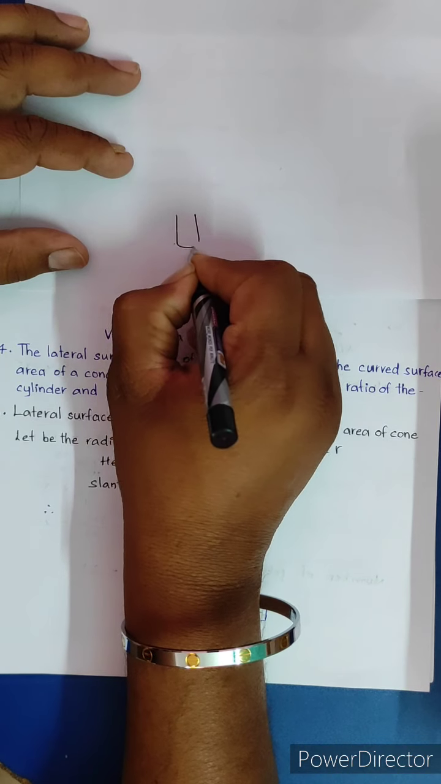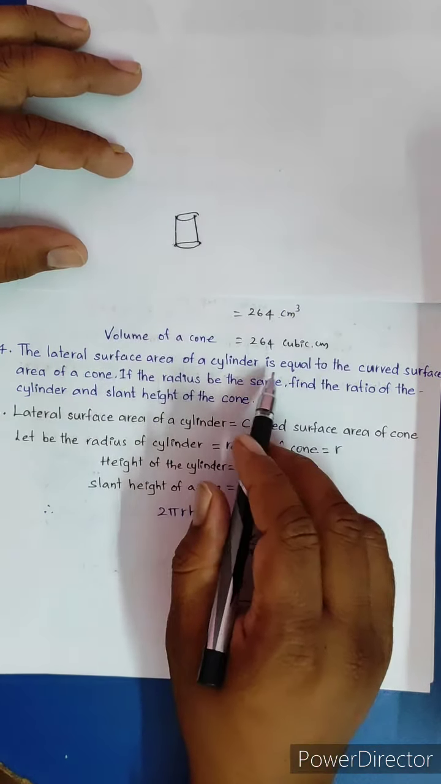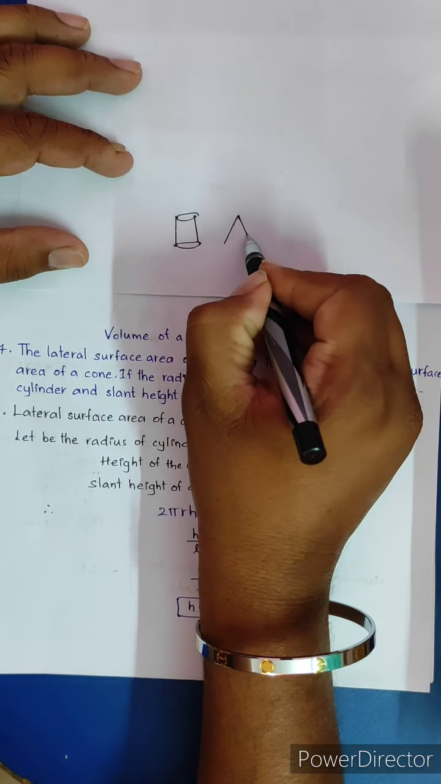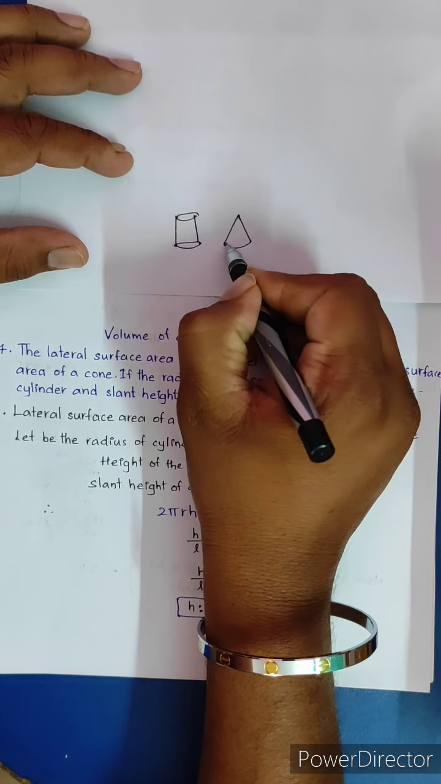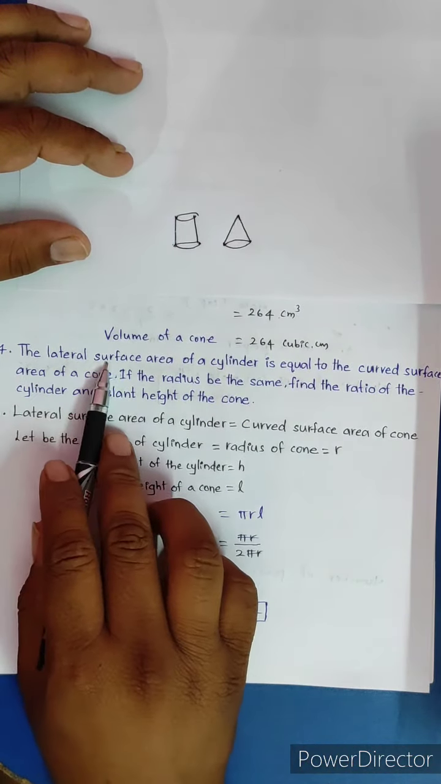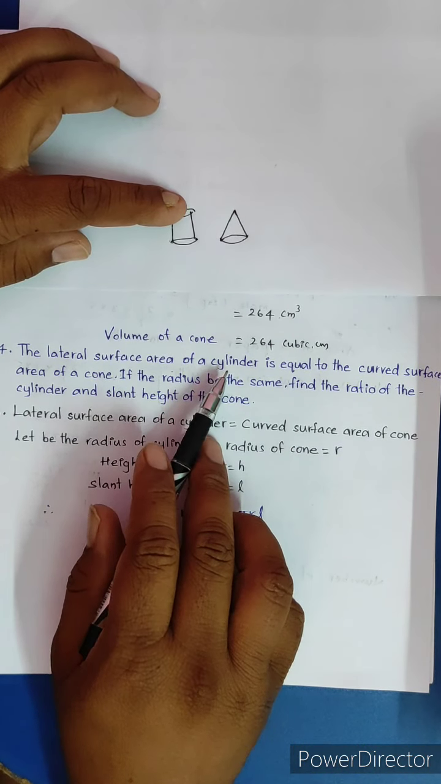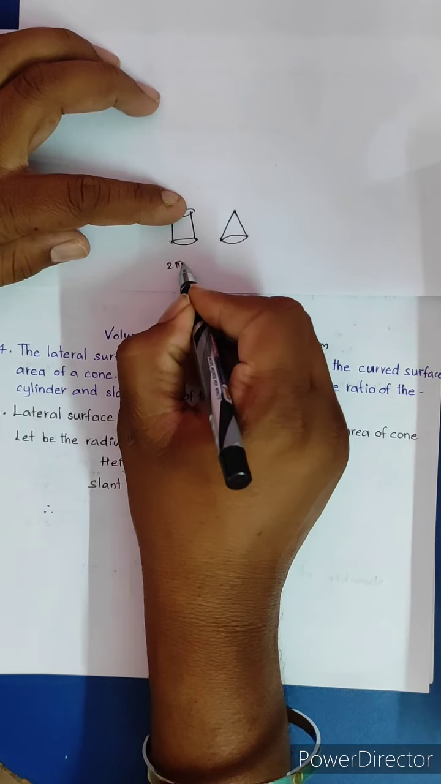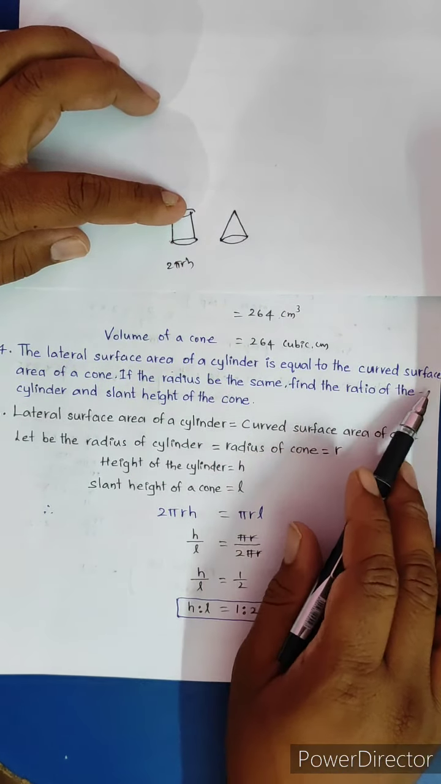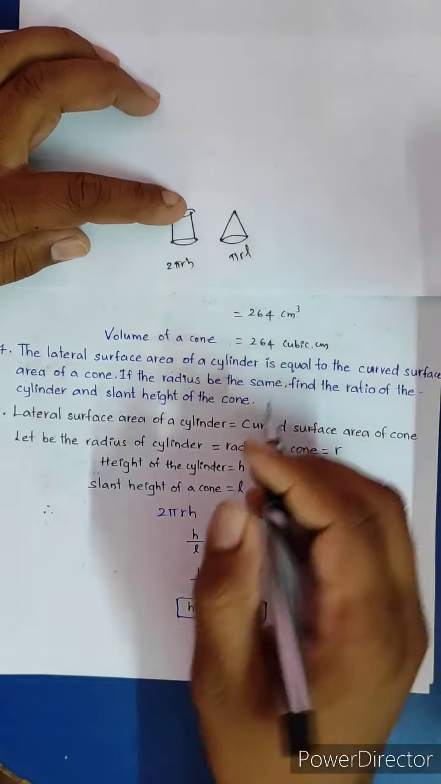Lateral surface area of a cylinder is equal to the curved surface area of a cone. Comparing the two 3D shapes, the lateral surface area of a cylinder is 2 pi R H. Next, this is equal to the curved surface area of a cone, which is pi R L.